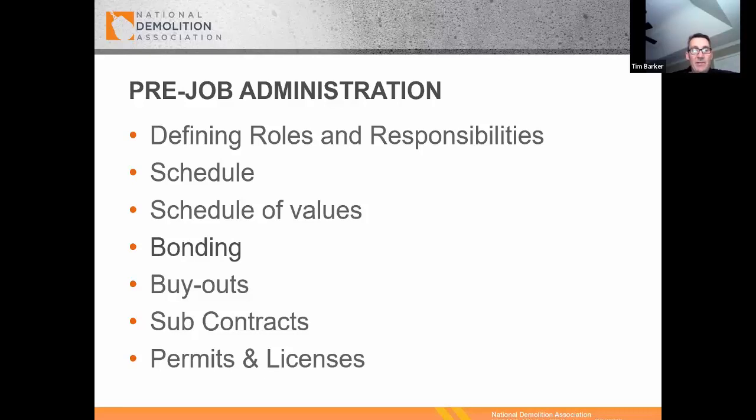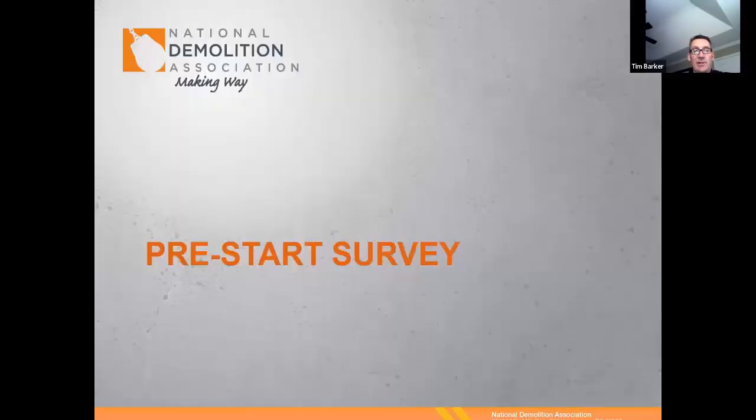Bonding, we've talked about a little bit. Can you provide a surety bond? If you're a small, medium-sized business, keep in mind when you provide a bond, your surety agent or the company that provides you the bond is asking you and your spouse to personally guarantee it. So it's very serious. Buyouts, subcontracts, permits, and leases, all things to consider in pre-job administration.